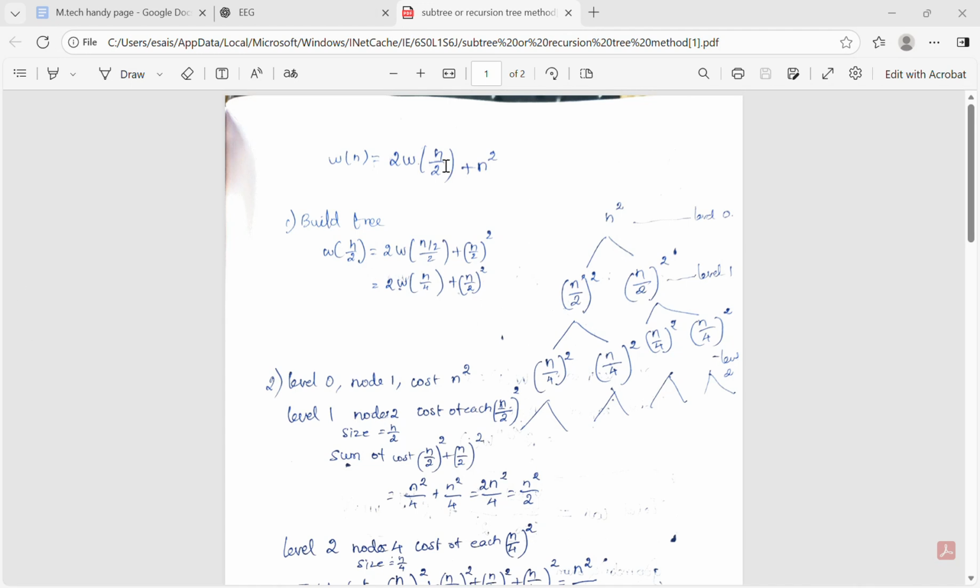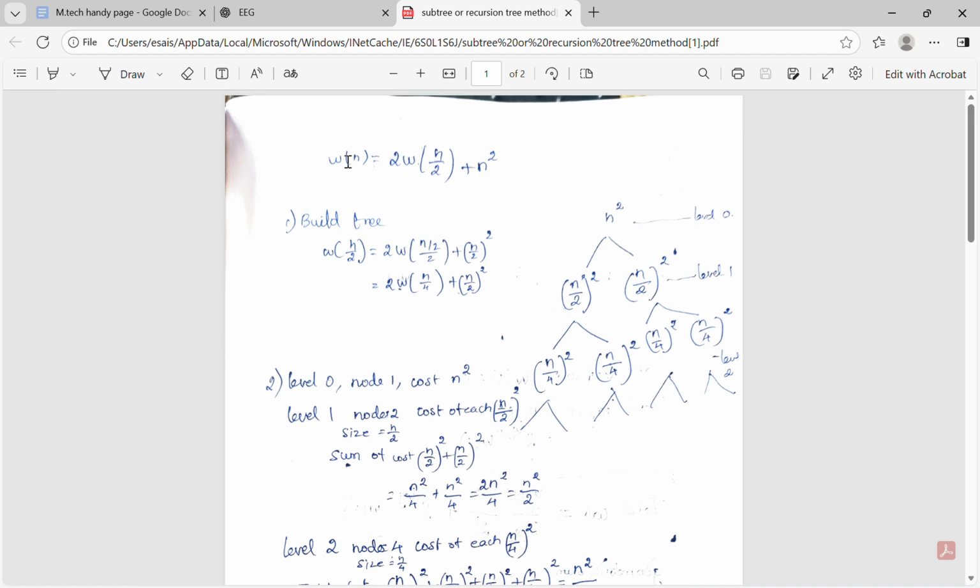Hi everyone. So here for solving recursion problems, we had four methods. So this is the subtree method. In this method, the problem statement is W of n. From this, we need to build a subtree. So if the statement is like this, we can say the cost is n square.